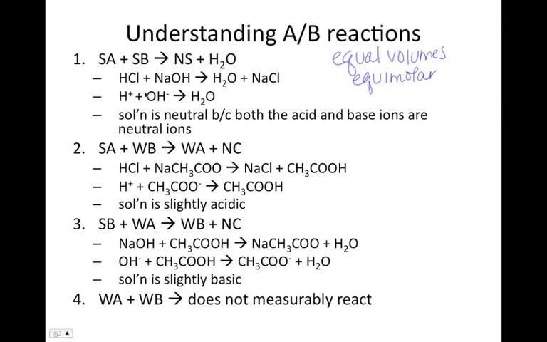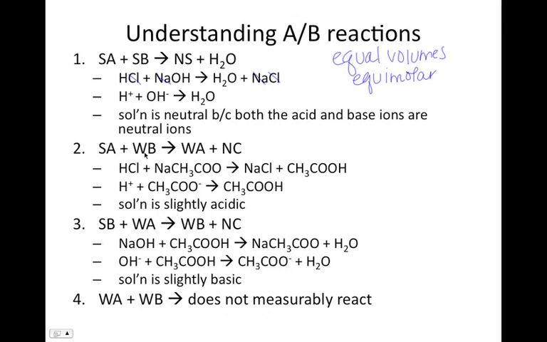And here's an example. And the second equation here is taking this complete equation and breaking it down into the net ionic. If you remember, strong acids and strong bases completely ionize, and salts completely ionize, so those ions are going to end up canceling out as spectator ions, and this is what you're left with. The reason that the solution is neutral is because both the acid and base ions are neutral ions, which makes the whole thing neutral. They cancel each other out.